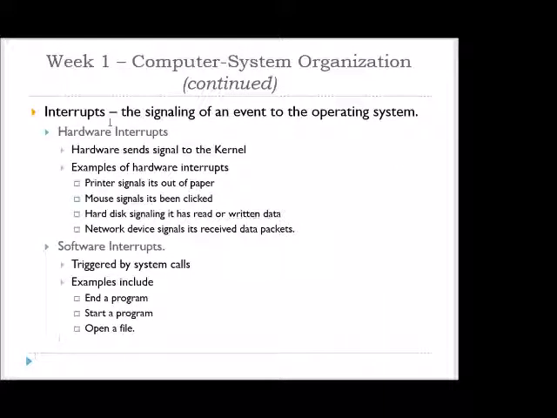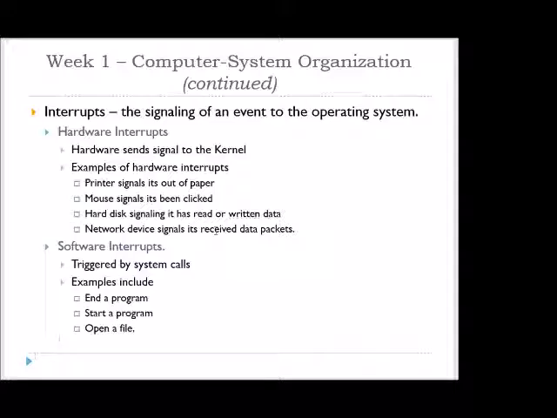So now we're going to talk about interrupts. There are hardware interrupts, with examples such as the printer running out of paper, a mouse click, a hard disk signaling that it has read or written data, or a network device signaling that it may have received or sent packets. So these are physical hardware occurrences that trigger interrupts, whereas software interrupts are triggered by system calls or software for the most part.